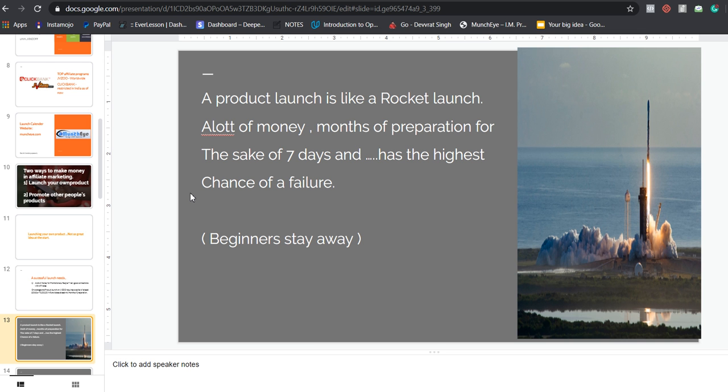Why is it like a rocket launch? Again, it requires a lot of money, months of preparation, and it has the highest chance of failure. If your product is not good, then no one will buy it. So it's a pretty hard and complicated process, and I would suggest that beginners stay away from this. Even if your daddy gives you a lot of money, or you ask your family to give you money, and you put all your money in, if it fails, then all that money gets wasted and no money is returned. So I would suggest staying away from this.